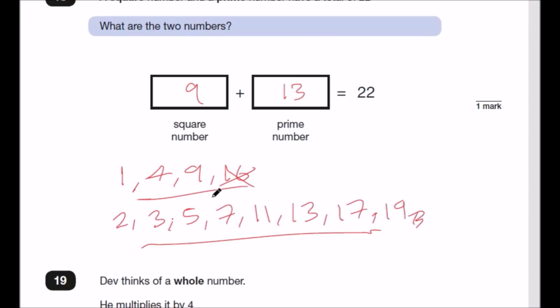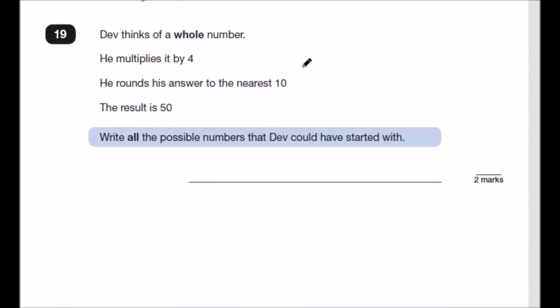So this is very helpful. I always recommend you write down the list of all your numbers and start with the smaller group with the biggest value, and then keep on going down. Okay, so let's move on. Okay, number 19. So Dev thinks of a whole number. He multiplies it by 4, and he then rounds his answer to the nearest 10, and the result became 50. So write all possible numbers that Dev could start with. Okay, so when I do these kind of problems, I always treat the unknown as x.